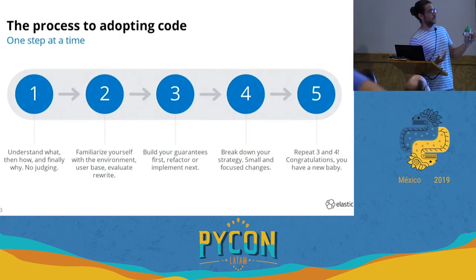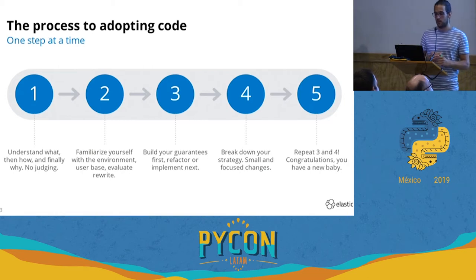And that's it. The fifth step is, well, you now have a new baby, and you have to repeat steps 3 and 4 as many times as possible until you're fed up with it and you move on to your next job.